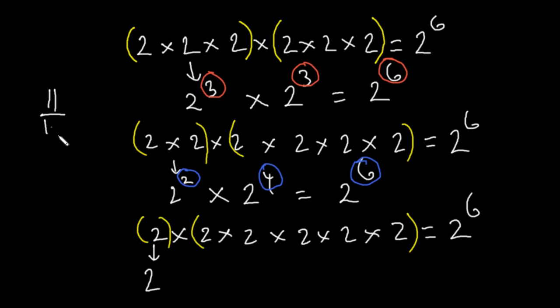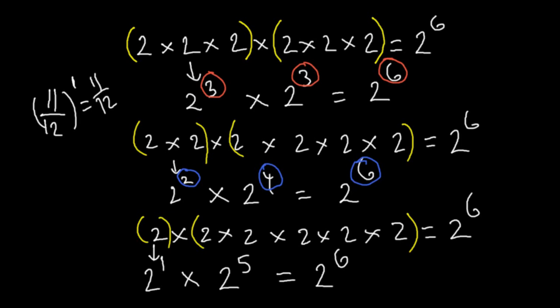So let's say we had the fraction 11 over 12, for example. That 11 over 12, as it stands now, its default is raised to the power of 1, right? And that still just gives us 11 over 12. So we would have here 2 to the power of 1 times 1, 2, 3, 4, 5. That's 2 to the power of 5 equals 2 to the power of 6. And then notice again here we have 1 plus 5 equaling 6.